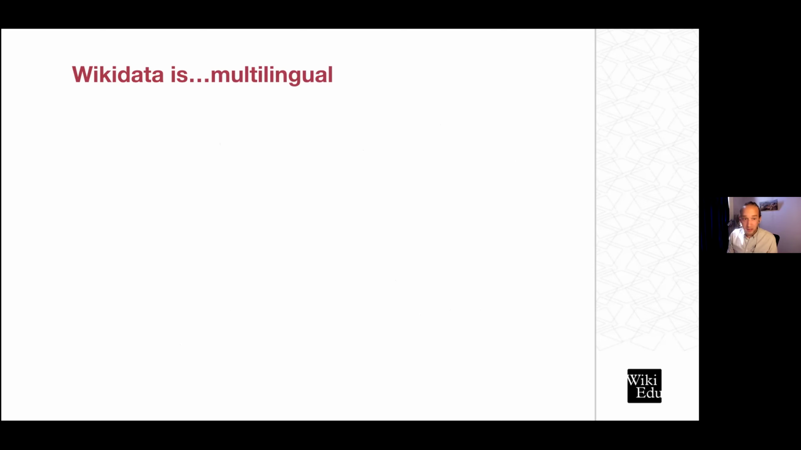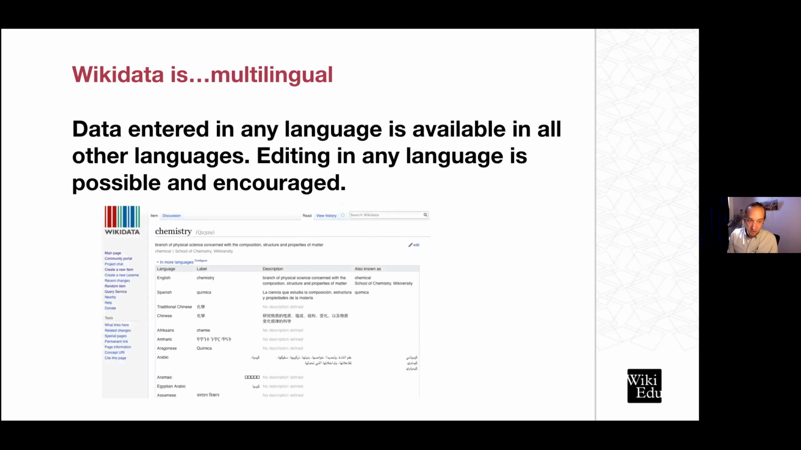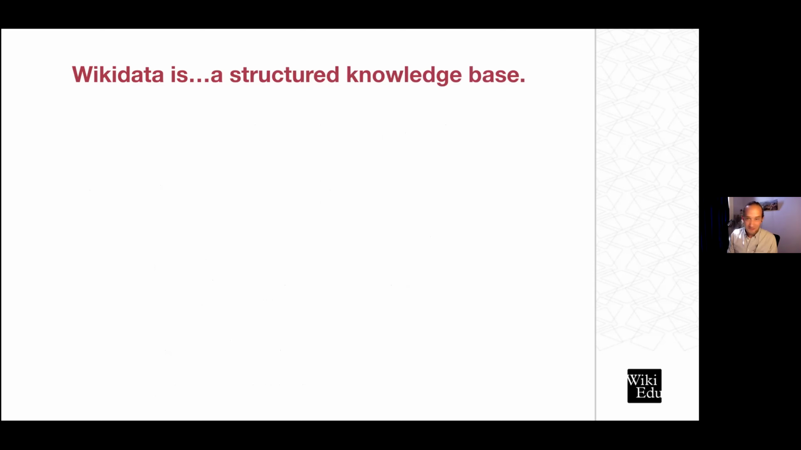It is multilingual, so you can run projects in multiple languages. It also makes Wikidata more equitable and accessible globally because of its language independence. And so this is just a quick screenshot of the concept of chemistry on Wikidata. And you can see that in this little language box, the concept of chemistry is rendered in Spanish and Chinese and Arabic, among many, many others. This is just the top alphabetical wise list of languages.